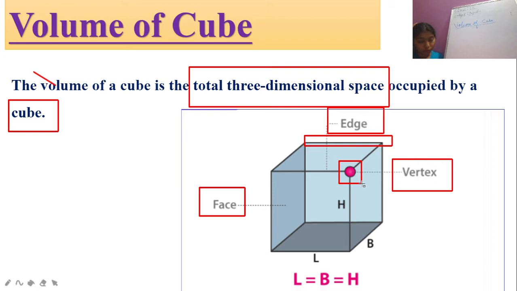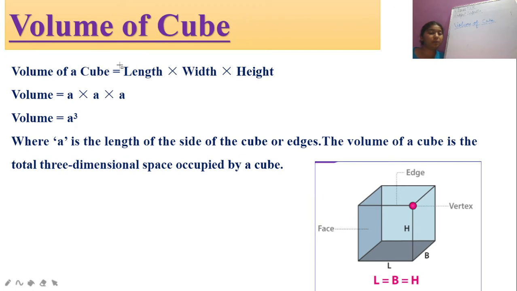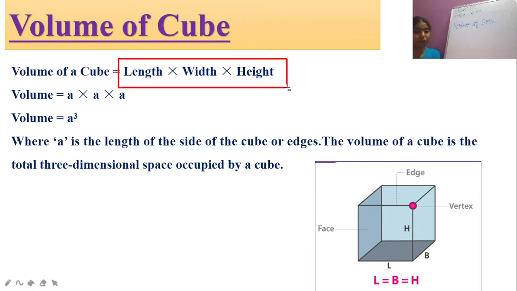So students, let's see what is the formula for the cube. We know that the volume of a cuboid is length into breadth into height. But students, here we are discussing a cube. Only from the cuboid we get a cube. How? Because in the cube there is one condition, students: length equal to breadth equal to height, then we can say this is a cube.